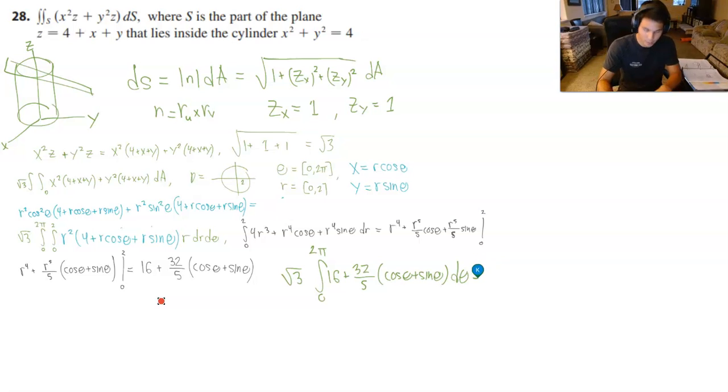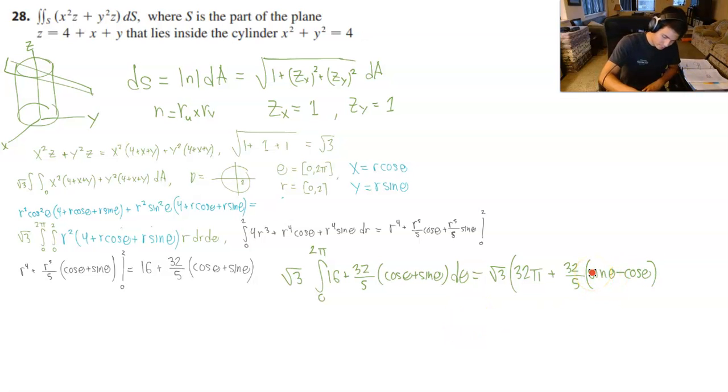And you guys can imagine that this will become square root 3, and this will be 16 theta plus 32 over 5, and then the integration of cosine is sine theta, and then the integration of sine theta is negative cosine theta. And this is being integrated from 2 pi to 0. One second. I kind of skipped a step on you guys. I should not have done that. It's correct. Don't worry.